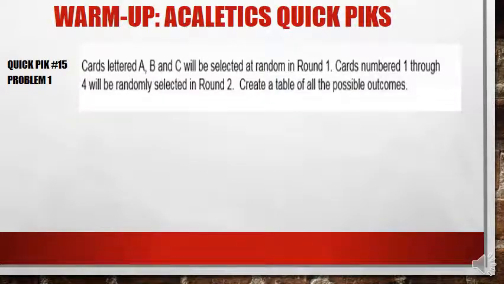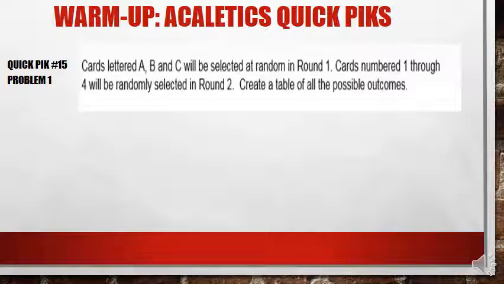Okay, our warm-up, I want you to just pause it here and try it on your own. If you completely don't get it, that is fine. You can go along with the video, but I do want you to at least try it on your own for a second. All right, so it says cards lettered A, B, and C will be selected at random in round 1. Cards numbered 1 through 4 will be randomly selected in round 2. Create a table of all the possible outcomes.